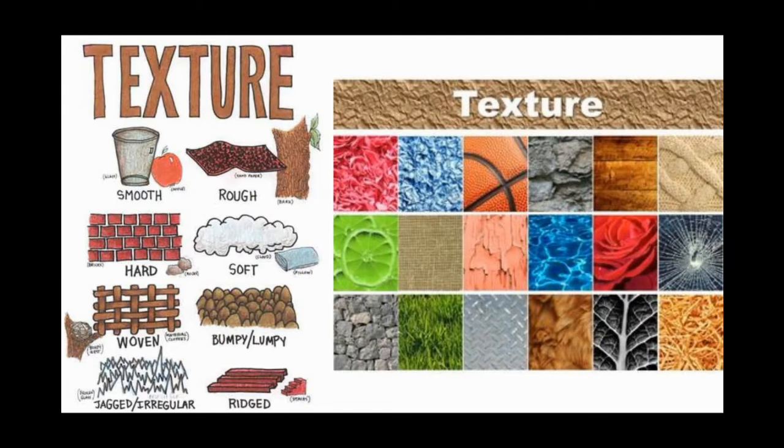Then we'll move on to the element of art texture. This is how something feels or how something looks like it would feel. In photographs and in many paintings and other works of art, you can't actually feel the texture. And even if you can, you're not really supposed to touch the artwork usually, but you can see the texture. So there's actually 2 types of texture. There's actual, which is where you can touch it and feel it, and implied texture, where you can see it even if you can't actually touch it.